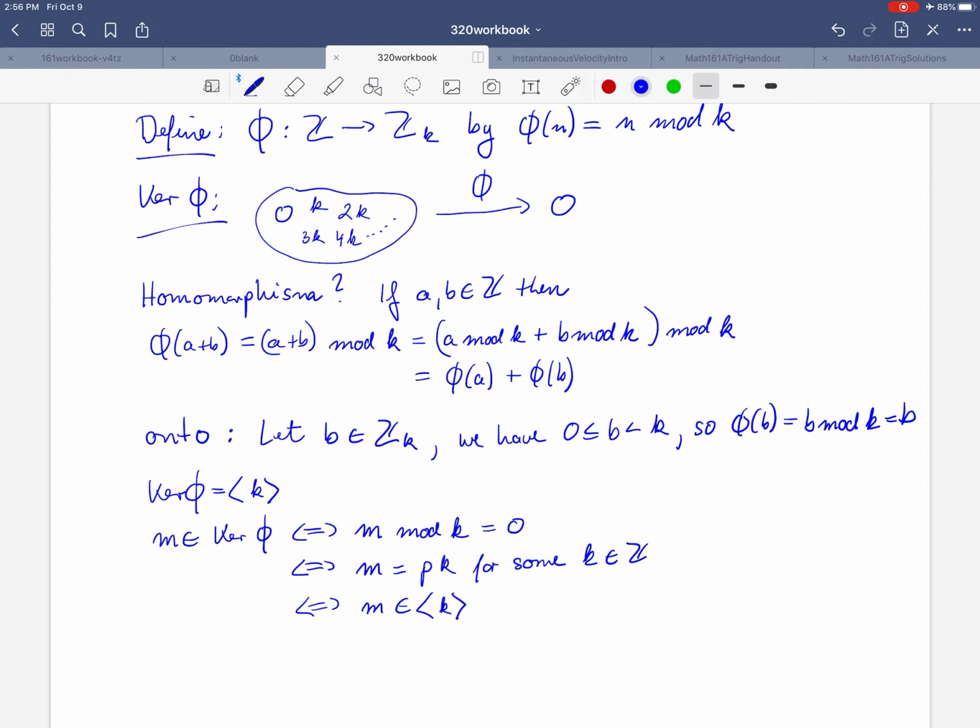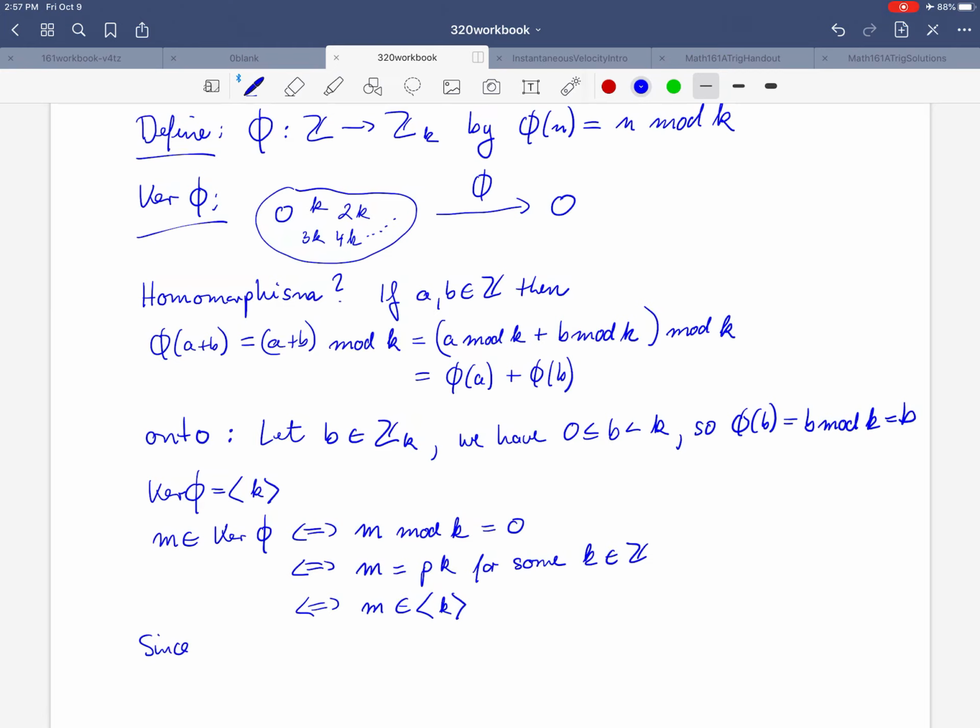But that is equivalent to saying that M is an element in the cyclic group generated by K. Because remember, what is in that cyclic group? Our operation is addition. And so we have K, K plus K, K plus K plus K, and so on. So we have K added together however many times. So we've shown that the kernel is exactly equal to our cyclic group generated by K, what we wanted.